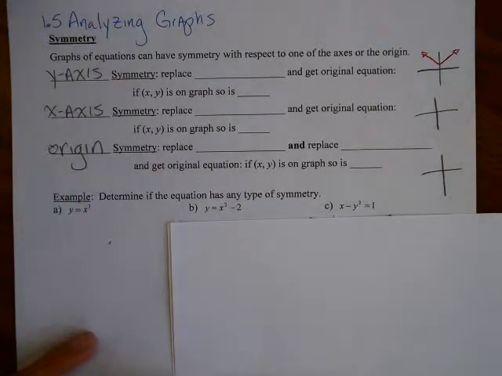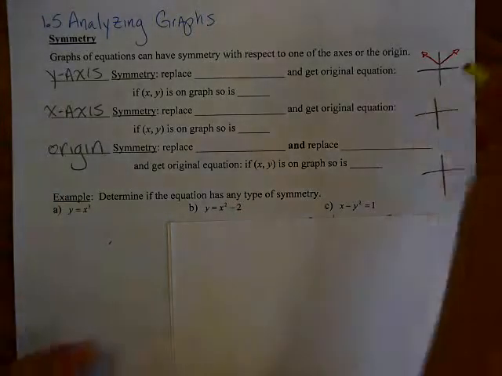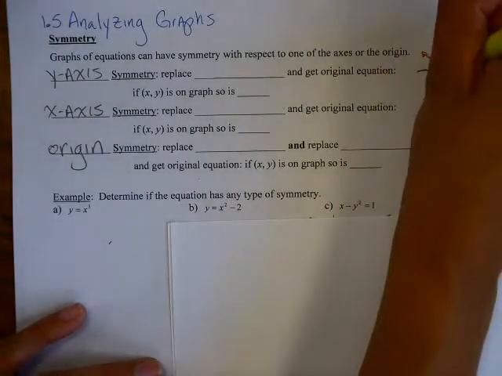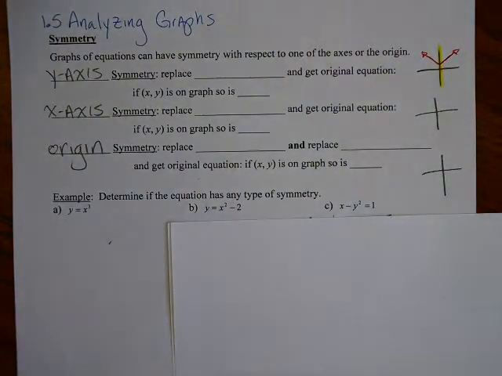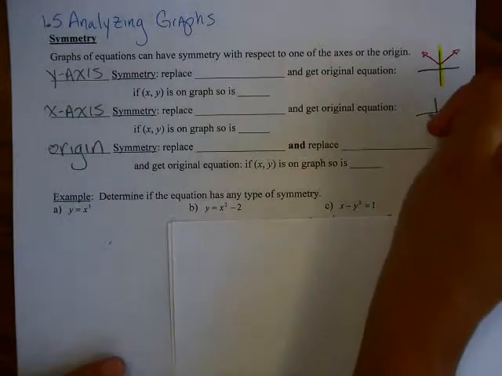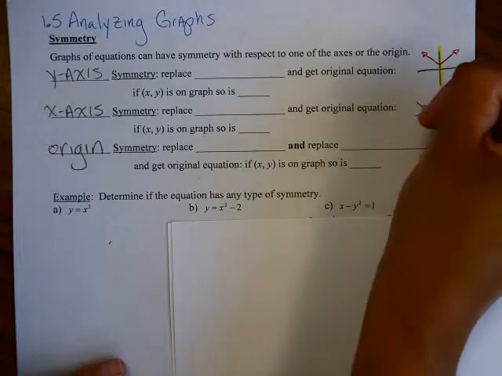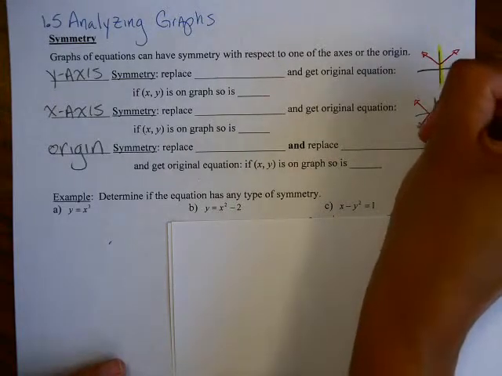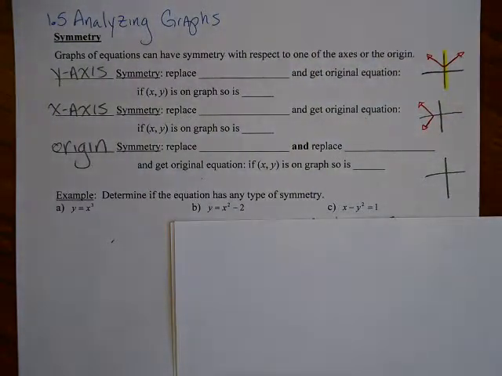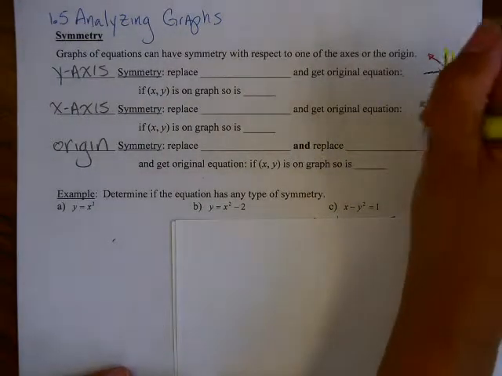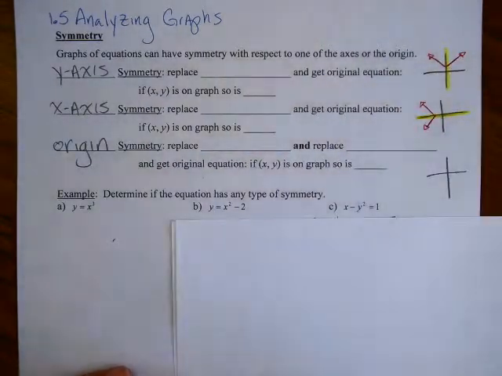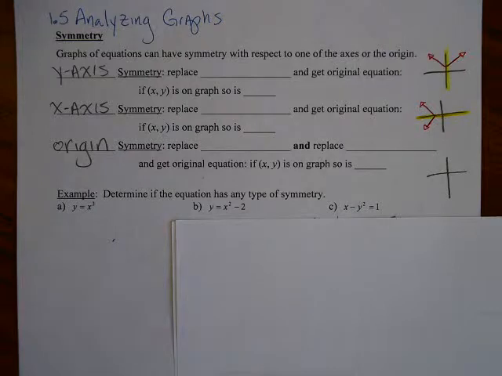X-axis means if you fold, let me come back here for a second. So the y-axis goes right down the middle of the graph. X-axis symmetry means if you were to take a graph and fold it along the x-axis, both sides would match. So how about a graph like this? This time, if you were to fold it right along the x-axis, the top and the bottom would match.